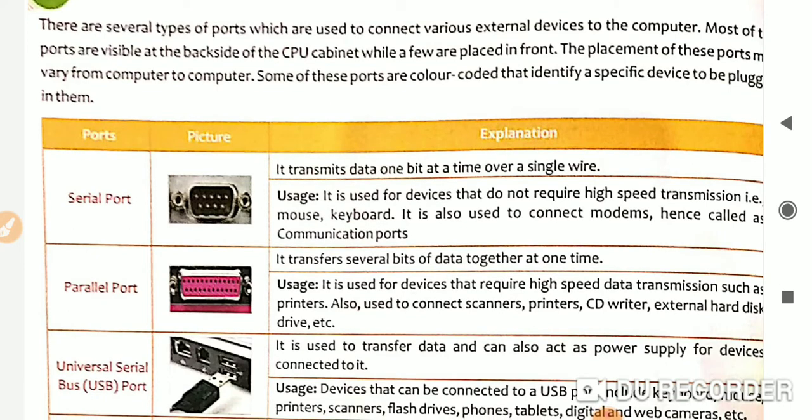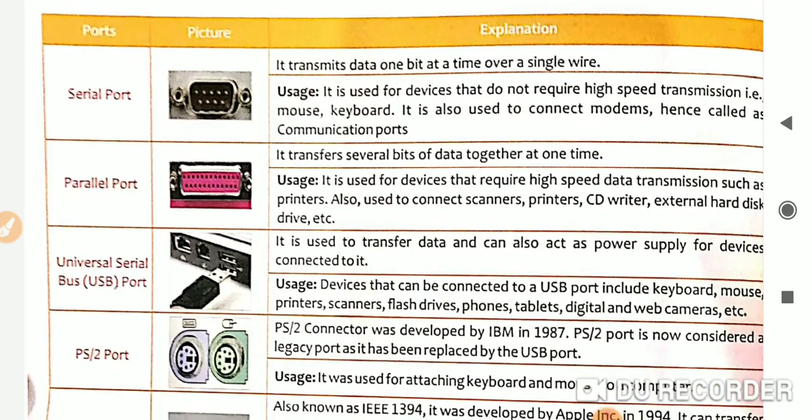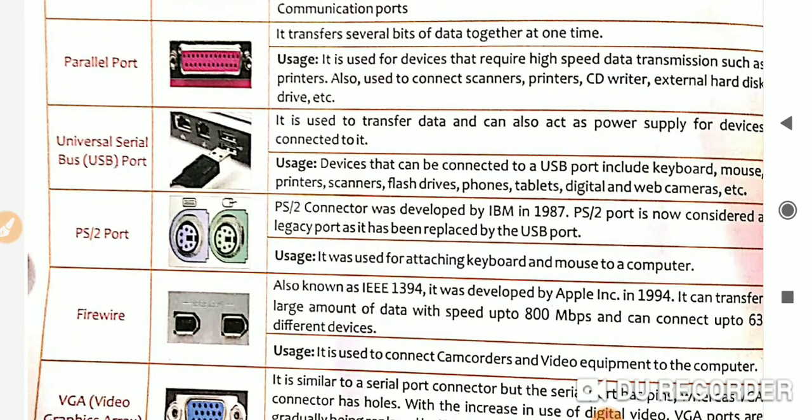So you can see, the first one is the serial port. In the picture you can see it looks like this. It transmits data 1 bit at a time over a single wire, and it is used for devices that do not require high speed transmission, such as mouse and keyboard. The second one is the parallel port. It transfers several bits of data together at one time, and obviously it is used for devices that require high speed data transmission, such as printers.